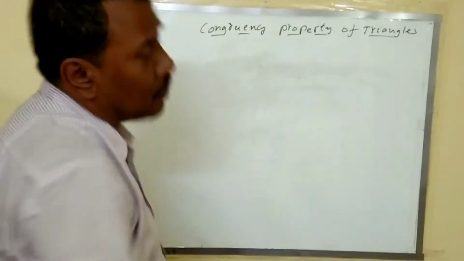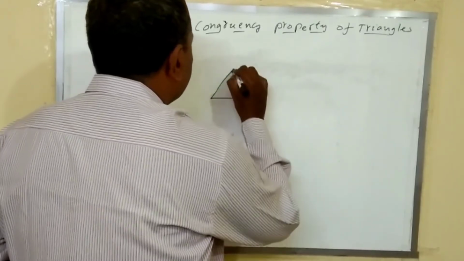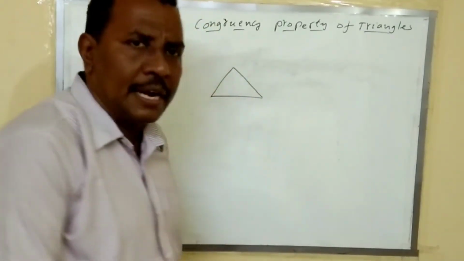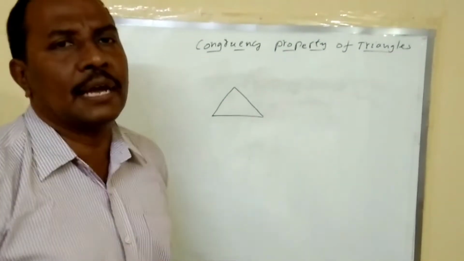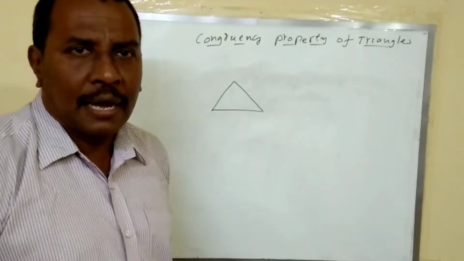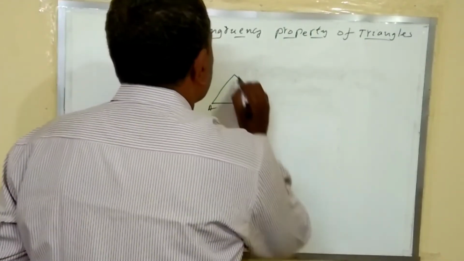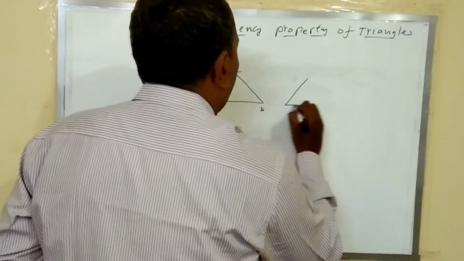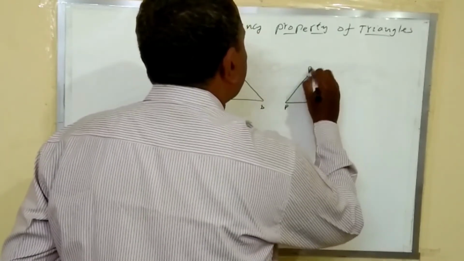How can you say that two triangles are congruent? You take a triangle ABC. It may be any type of triangle. It may be a scalene triangle. It may be an isosceles triangle. It may be an equilateral triangle. Whatever it may be. You take another triangle PQR.